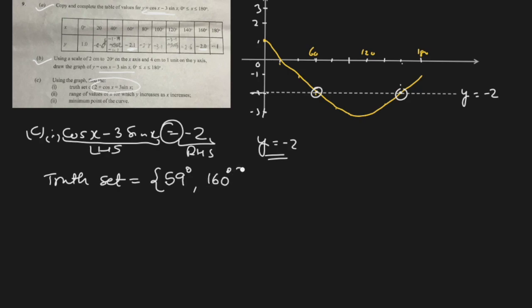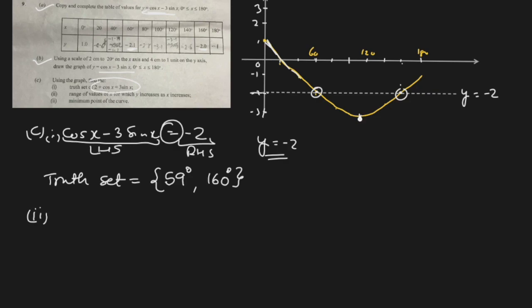These are the two angles where y is equal to minus 2, the truth set of this equation. Number 2, range of the values of x for which y increases as x increases. In this portion, as x is becoming bigger and bigger, y is decreasing. So y is not increasing as x is increasing.